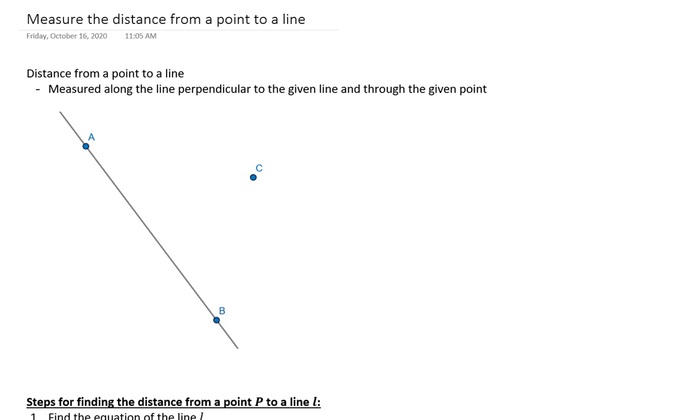And where we do that is we are always going to measure along the line that is perpendicular to our given line. So this distance right here is the distance that we are looking for, from our given point along the perpendicular line to our given line. That distance is what we refer to when we say the distance from a point to a line.